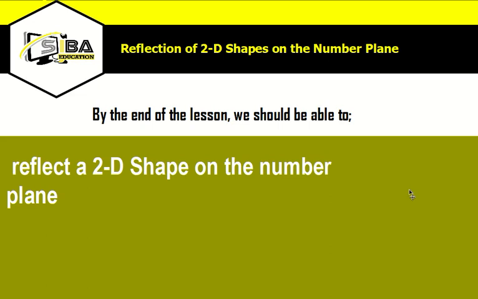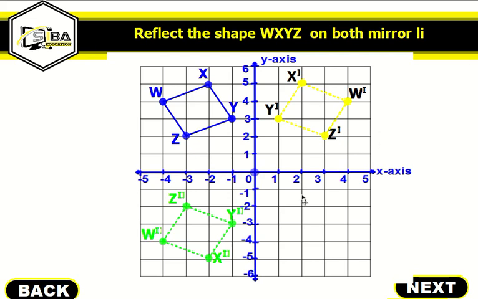By the end of today's lesson, you will be able to reflect a 2D shape on the number plane. Now, this is the number plane, right? How do we reflect the shapes here? Using the y-axis or the x-axis as the mirror line. The question is, reflect the shape WXYZ on both mirror lines.